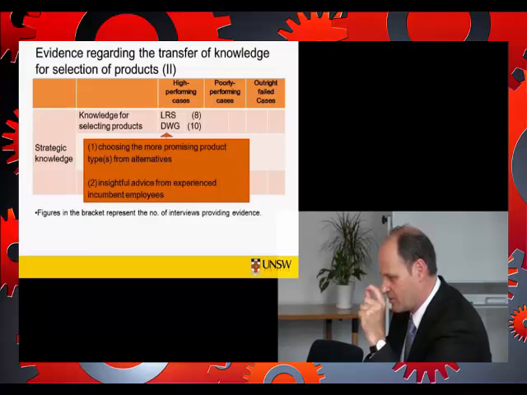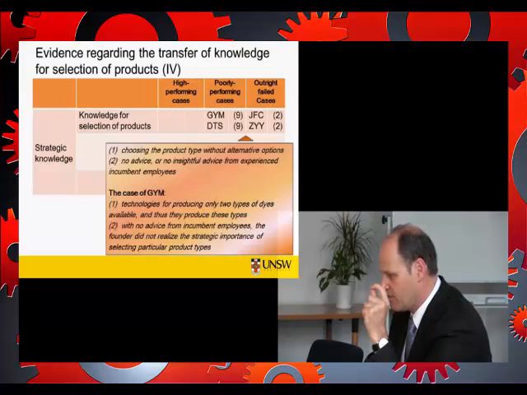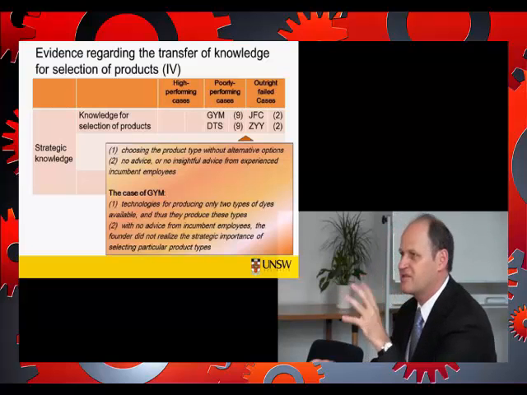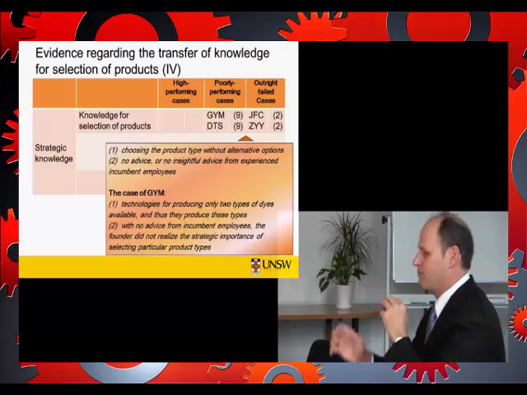I just want to show you another example. So choosing more promising product types. Here's another example, the case of Jim. Namely, Jim is a poorly performing case. The case of Jim, they only had technologies for producing 2 types of dyes. With no advice from incumbent employees, the founder didn't realize the importance of selecting particular dyes. So they just continued basically making the same dyes and went out of business.